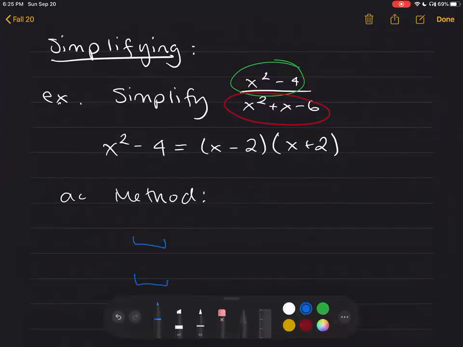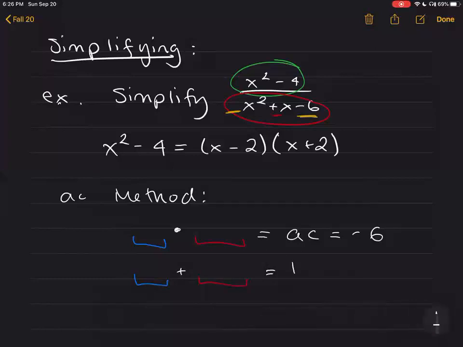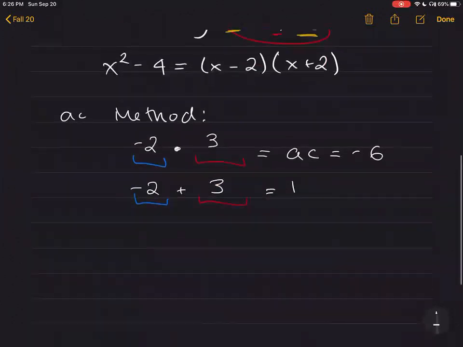So we want some number in blue, some other number in red, and we want their product to equal A times C. And for this one, A is 1 and C is negative 6. So 1 times negative 6 is negative 6. And then we want two numbers who add up to B, which in this case is just 1. And if you do a little thinking, those numbers turn out to be negative 2 and 3. Cool. And then the AC method gets us that that polynomial factors out into x minus 2 times x plus 3.